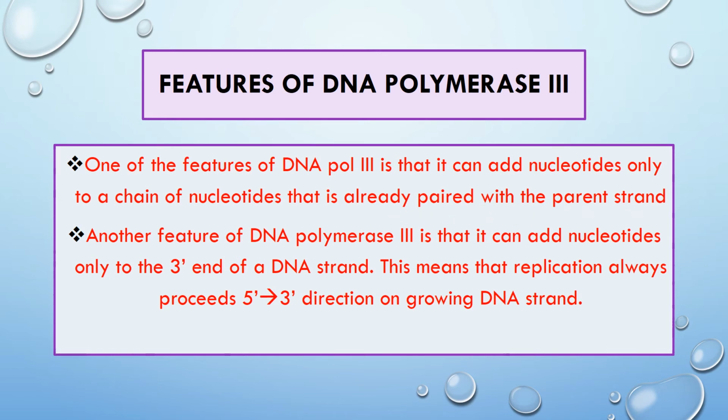The second feature of DNA polymerase 3 is that it can add new nucleotides only at the 3' end of the DNA strand, as I have explained in the previous slide. This means that replication always proceeds from 5' to 3' direction on a growing DNA strand.